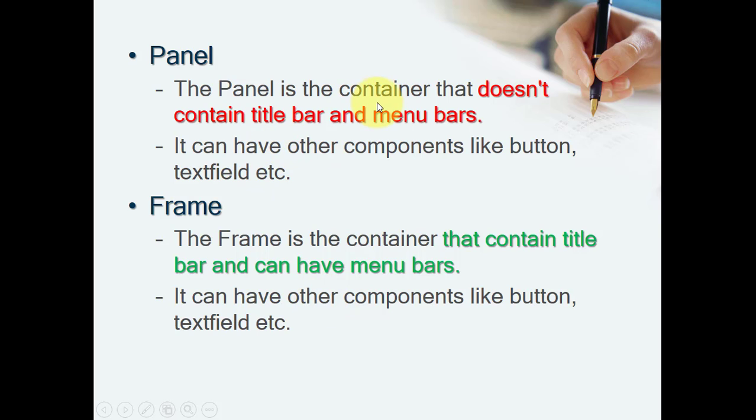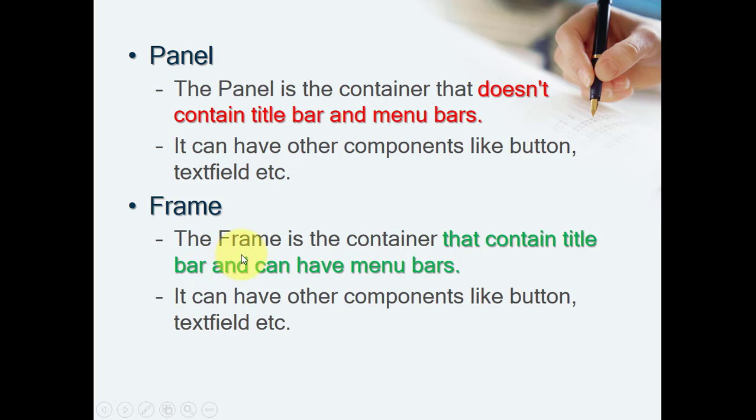Next you have a panel. Panel is a container that doesn't contain the title bar and menu bar. So panel doesn't have the title bar. So in a notepad, whatever file you are creating and whatever name you have given to the file, that will display on the notepad title bar. Every window application has the title on the left hand side corner. So that is your title bar, and below that you have a menu bar. So on a panel you don't have that, you don't have a title bar and menu bar. So it can have components like a button and text fields.